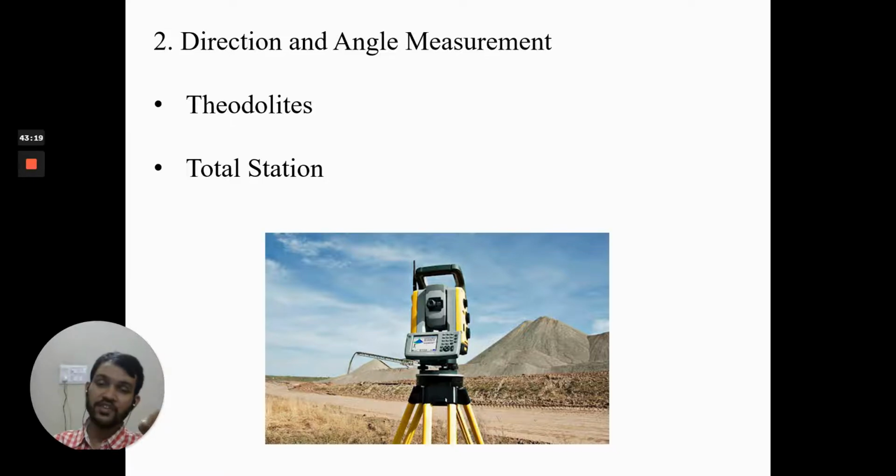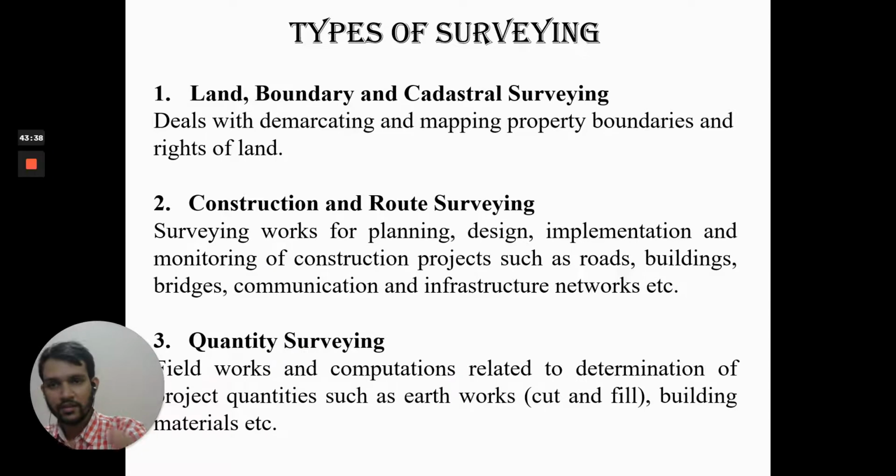What is centering? Centering is locating the centermost point of the particular location where you are. Centering and leveling, these techniques we will be studying once we move forward. So basically theodolites and total stations are the instruments that can be used for direction and angle measurement. Directions can be measured as well as angles using these.